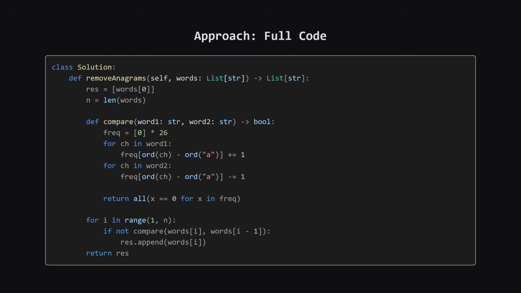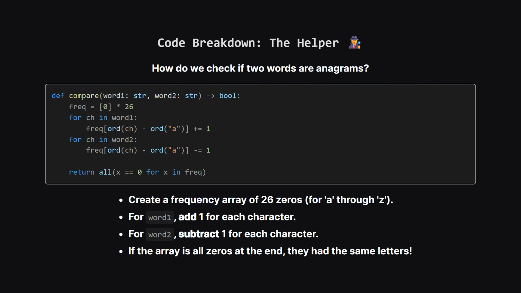Alright, here is the complete Python code for this approach. It might look a little dense at first, especially with that helper function called compare inside. But don't worry, we're going to break it down piece by piece. Let's start with that compare function. Its only job is to tell us if two words are anagrams.